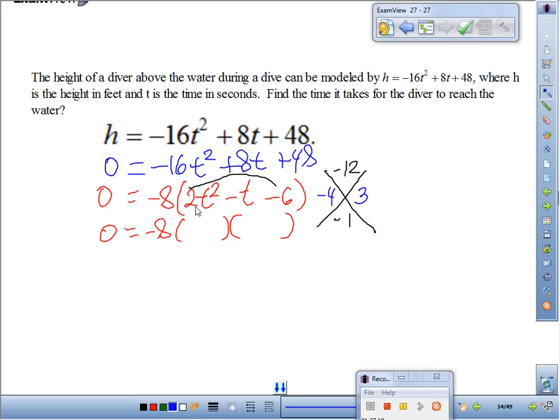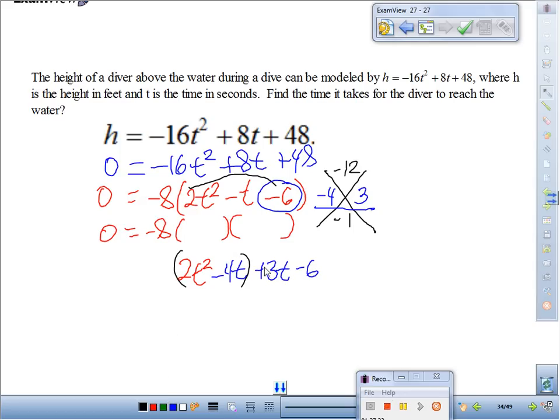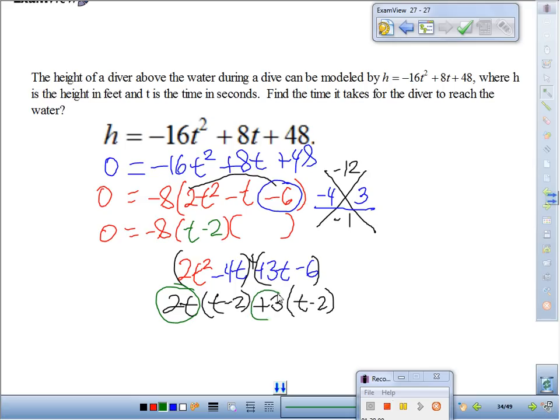However, this one has a leading coefficient, so I'm going to rewrite it here. I'm going to write 2t squared, and then I'm going to write what? These two right here. It's negative 4t, and then plus 3t, and then at the end, minus 6. Now I'm going to group these and group these, and it's a plus here. So, GCF here is 2t, right? We're left with t minus 2 plus, what's GCF here? Yep, 3, and we're left with t minus 2. So what's the thing here and here? That's right, t minus 2, and then what's left? 2t plus 3.